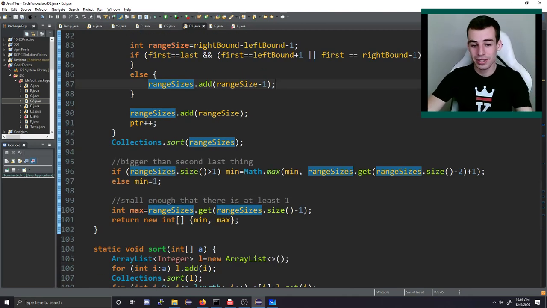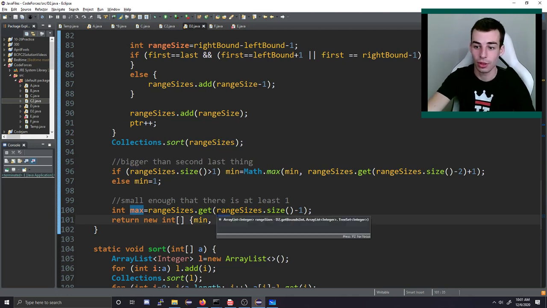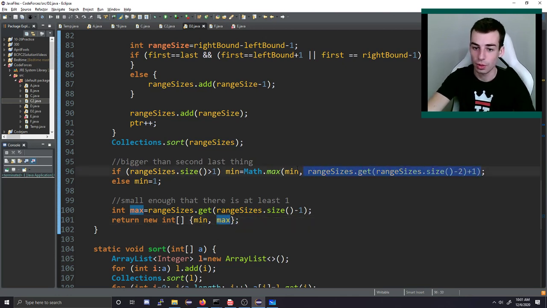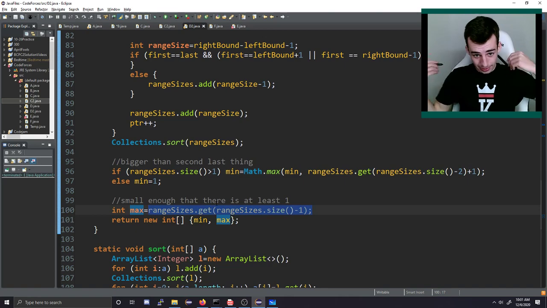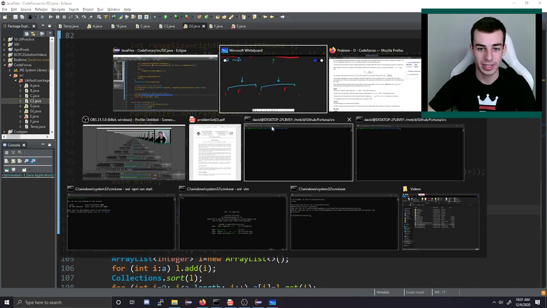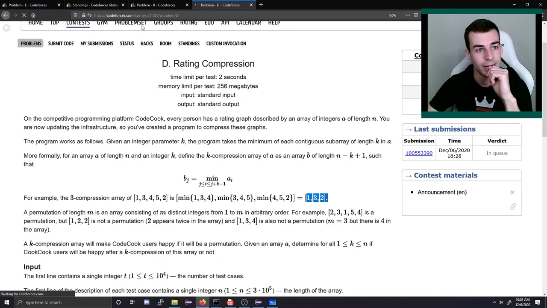Okay, then the final answer is up to one bigger than the second biggest one, if there is one, otherwise up to ourselves. So this is one bigger than the second biggest, and then this is the biggest range. Okay, that was a messy explanation, but yeah, I don't really know how to do better.